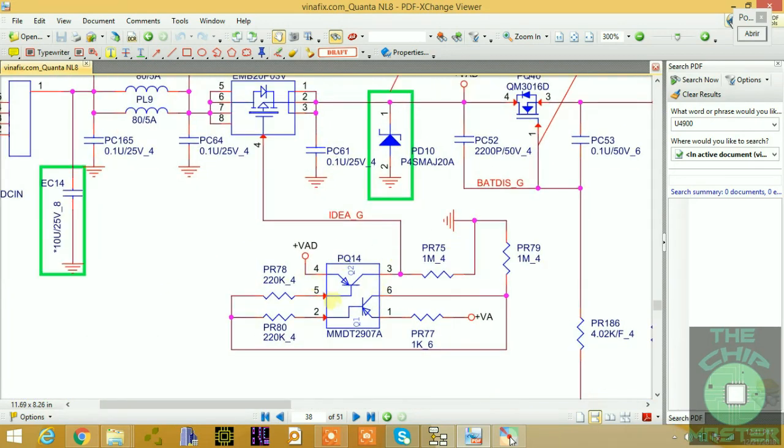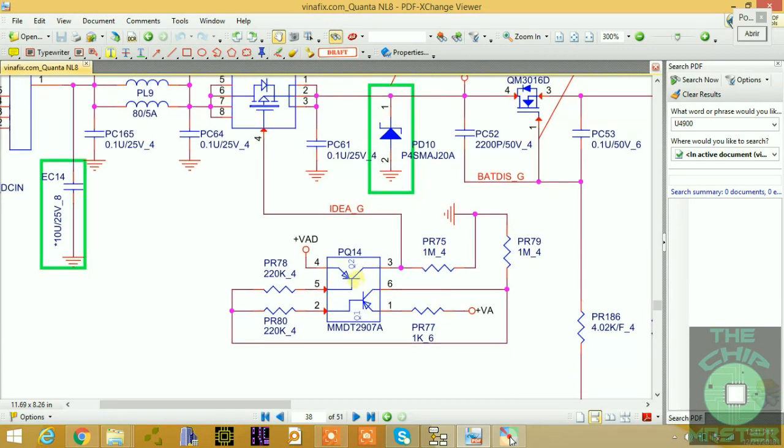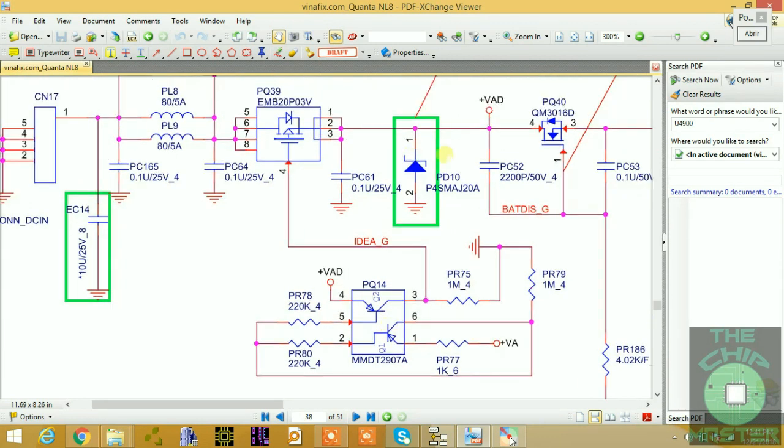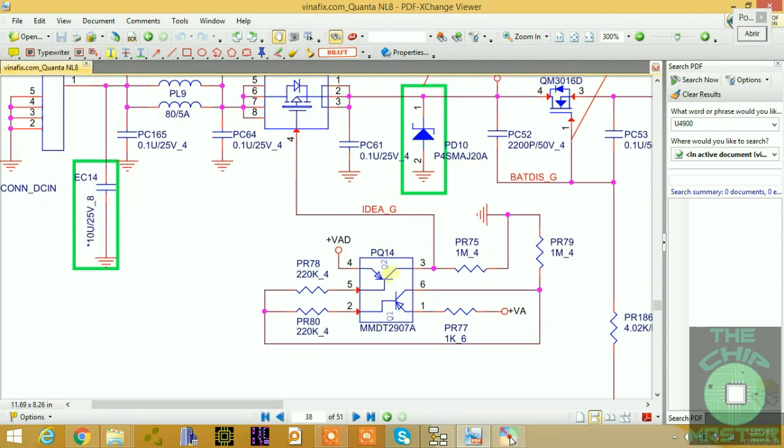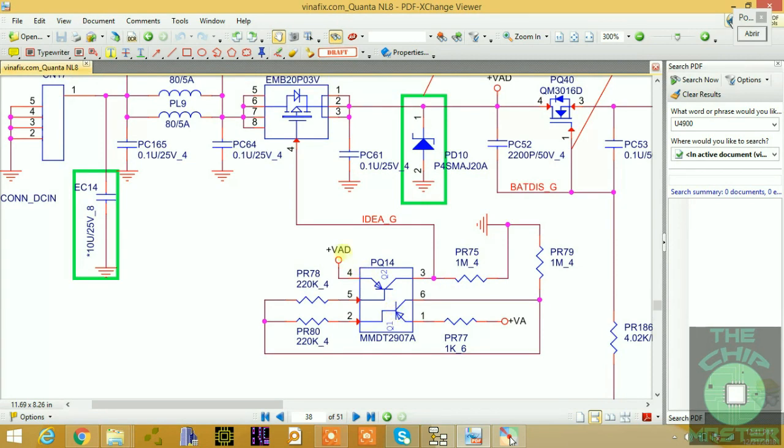Now if you notice, there's another transistor here. This has 6 legs. It's PQ14, right? And you can see it has 2 transistors inside. These are MOSFETs. As you can see, plus VAD.